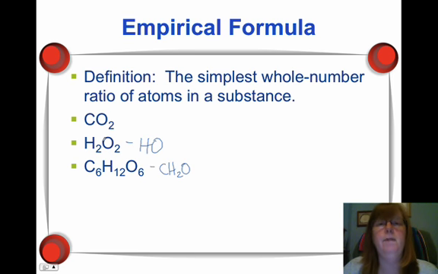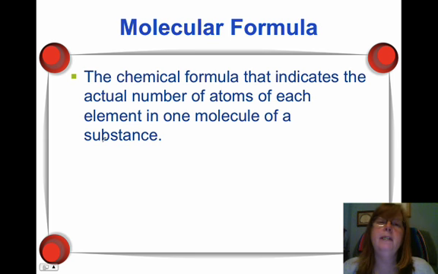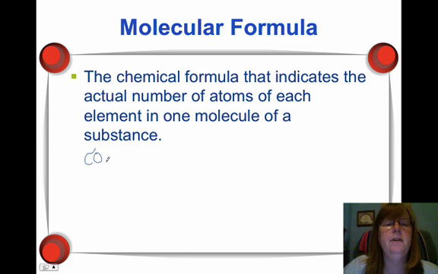for an empirical formula. So what is a molecular formula? Well, the molecular formula is the chemical formula that indicates the actual number of atoms of each element in a molecule of the substance. Sometimes the molecular formula and the empirical formula are the same. So for instance, we saw in that last slide CO2. That is the empirical formula, and it's also the molecular formula.